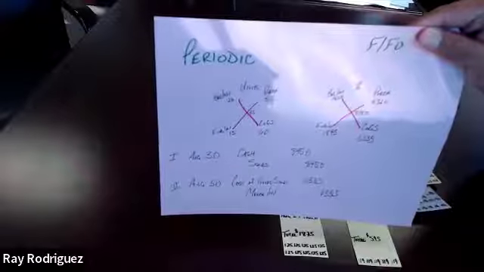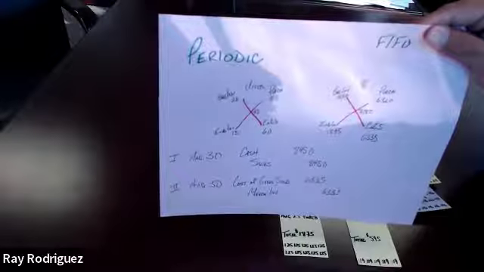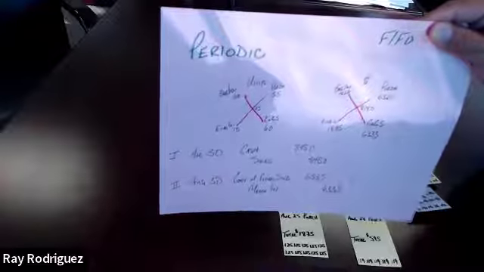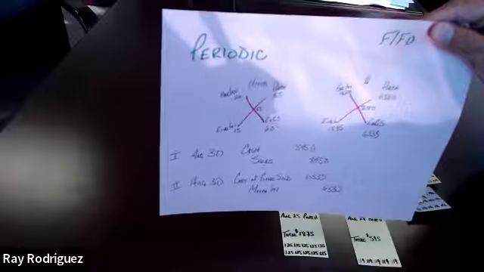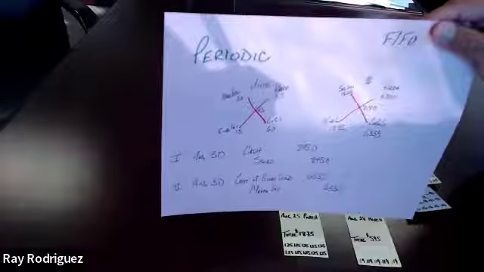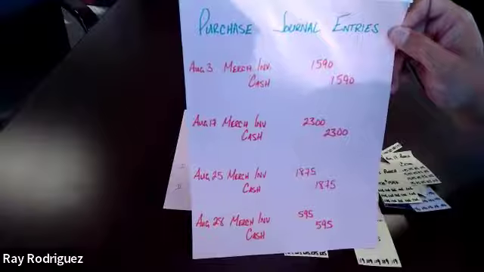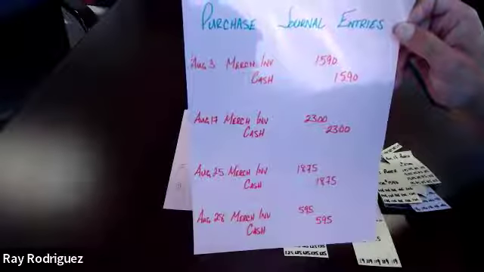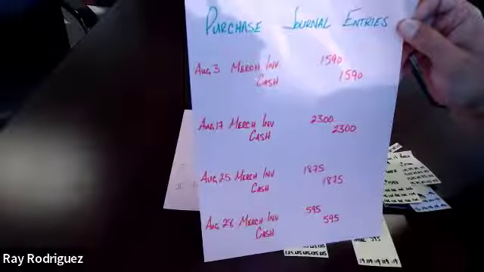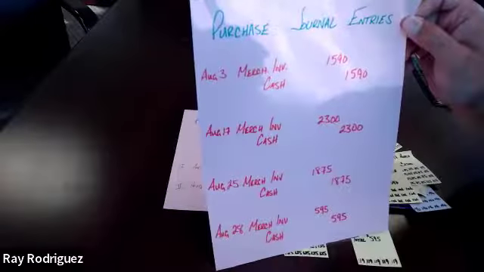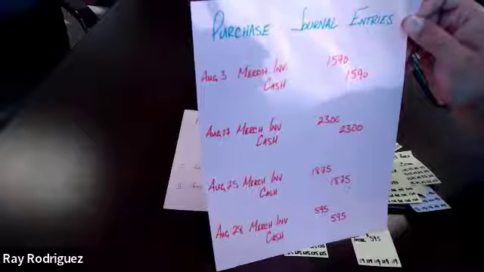What we're doing with this journal entry is removing those 60 units at a total cost of $6,335 out of merchandise inventory and moving them over to the expense account called cost of goods sold. And while we're doing journal entries, there are the purchase journal entries. We had 4 purchases: August 3rd, August 17th, August 25th, August 28th at those amounts. This is what the journal entries look like when we made the purchases. That is periodic FIFO.